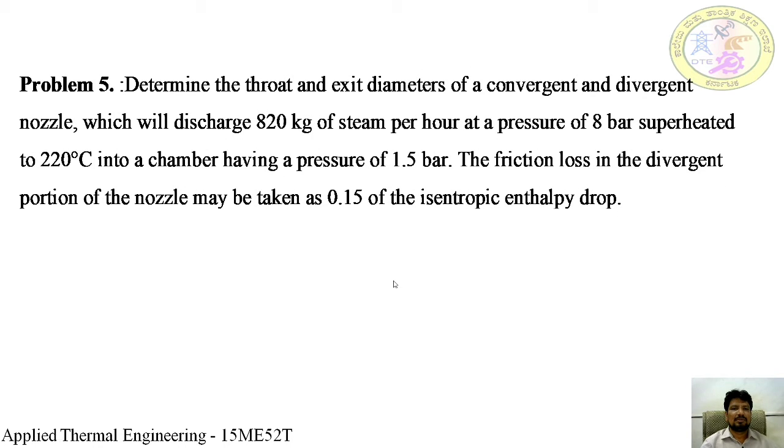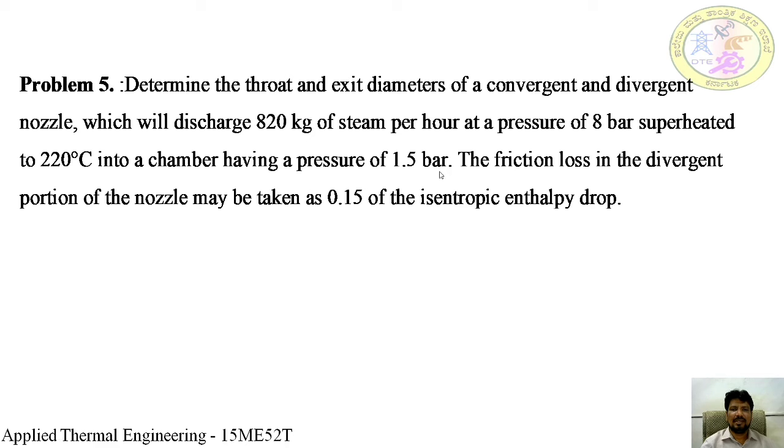Now, we have to discuss a simple problem. It is the fifth problem. The given problem is: determine the throat and exit diameter of a convergent divergent nozzle, which will discharge 820 kg of steam per hour at a pressure of 8 bar, superheated to 220 degrees centigrade, into a chamber having 1.5 bar.